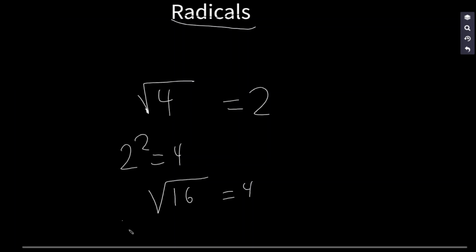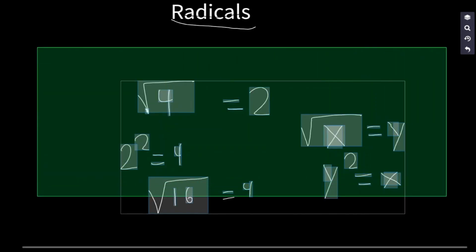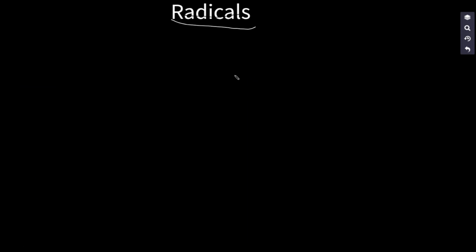Alright, so let's generalize this pattern for square roots. Basically, we're saying that the square root of x is going to be a number, y. And this y has a property such that if we square that number, it's going to be equal to x. Now, you can already see the connection between radicals and exponents, but let me try to convince you that radicals and exponents are actually the exact same thing.